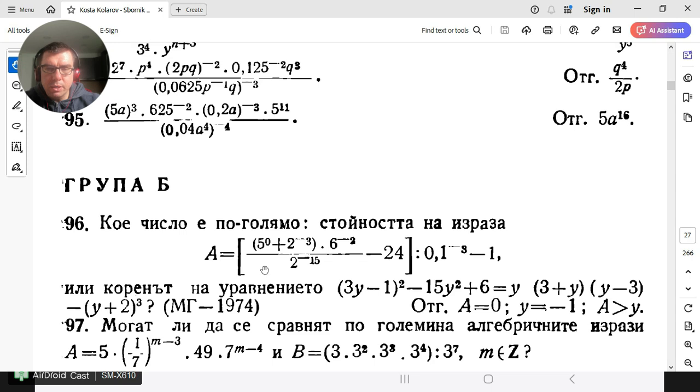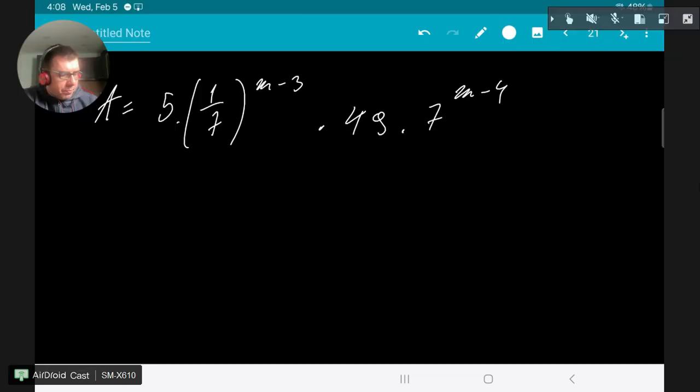So the question is, can we compare the expressions A and B? Can we say that A is bigger than B or B is bigger than A? In other words, is it possible to calculate the value of these expressions, where m is an integer number? So let's try to solve this. Let me just copy it here.